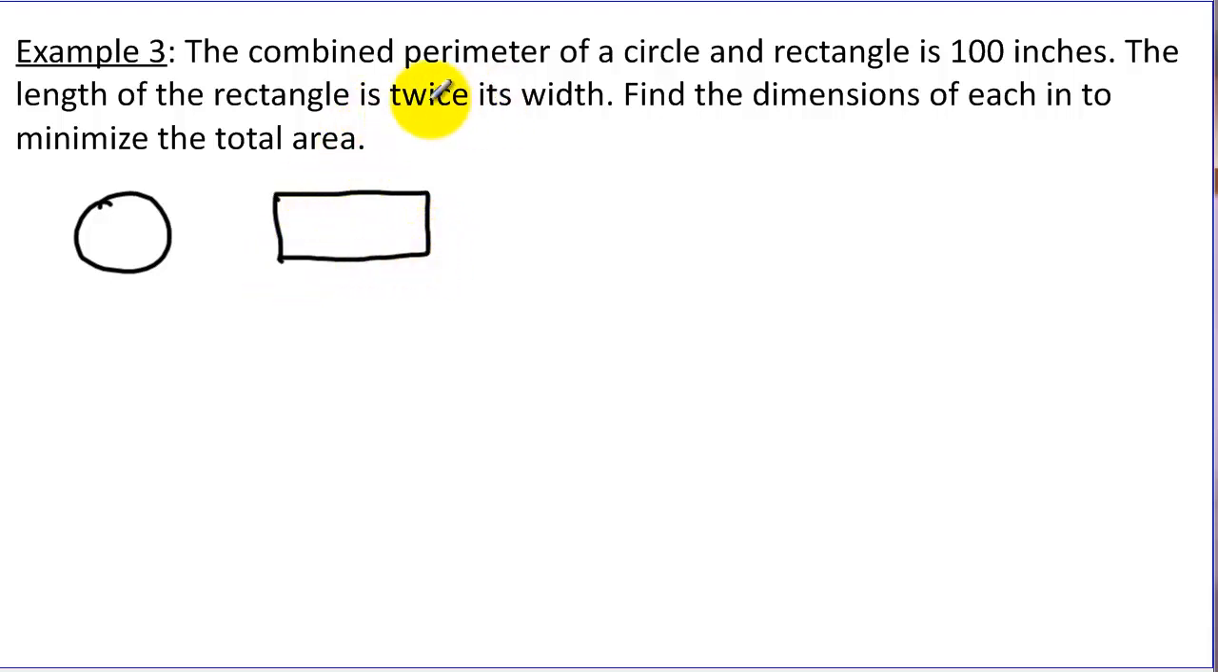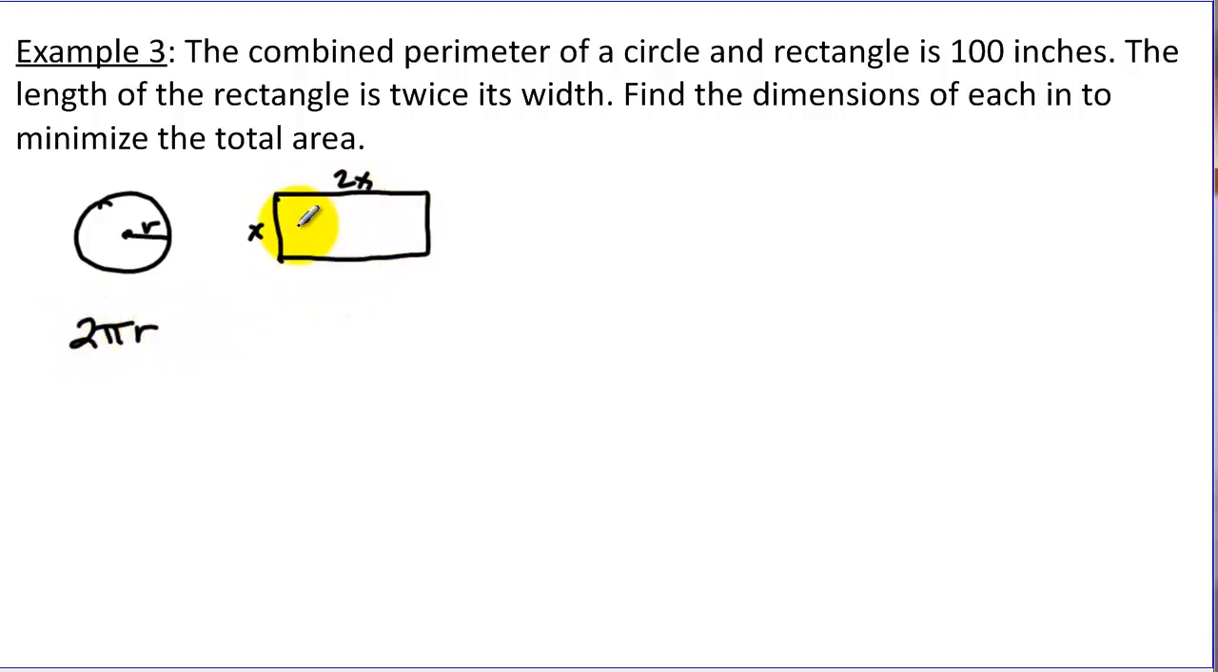And we're told on the rectangle that its length is twice the width. So if we use x here for the width, this is going to be 2x. And we have a circle with some unknown radius. And we are told that the combined perimeter, so the perimeter of the circle is the circumference, which is 2 pi r.